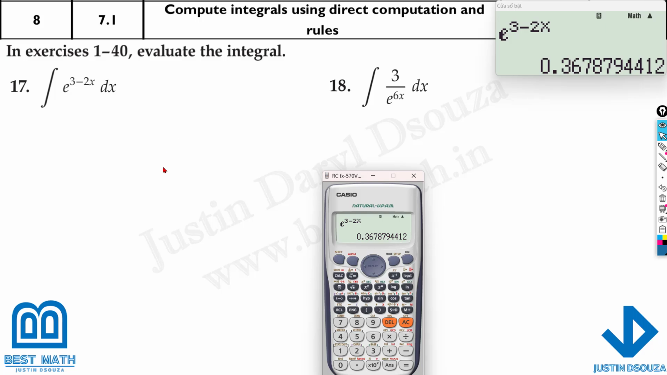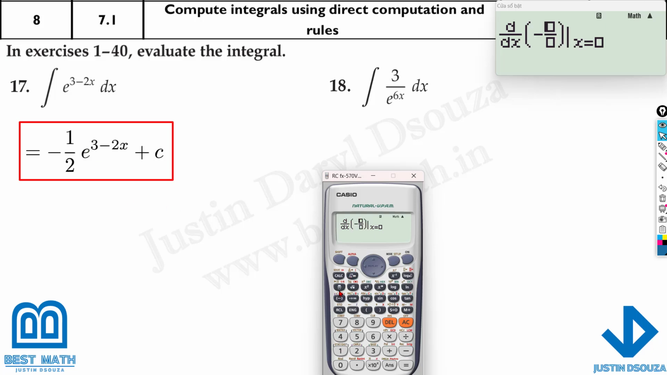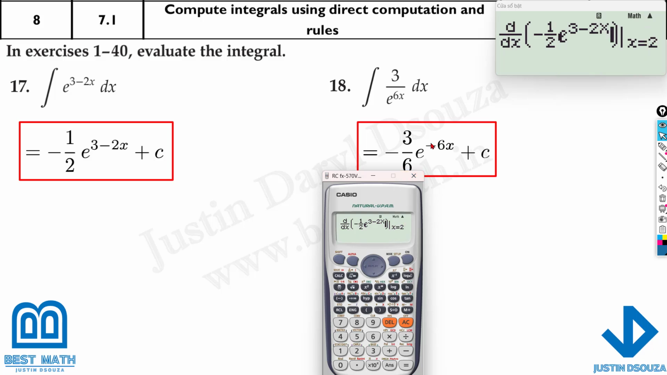Now let me look into the options. This is the correct answer, but anyways, shift dy by dx and negative half, that is 1 by 2, sorry, 1 divided by 2, and then we write e to the power 3 minus 2x. That's it. What is the x value? 2. Is it 0.36? Yes, absolutely, it's correct. Similarly, we can try this one. I will first check the answer and then I'll do the question because I know this is the correct answer. That's why I'm doing it anyways.